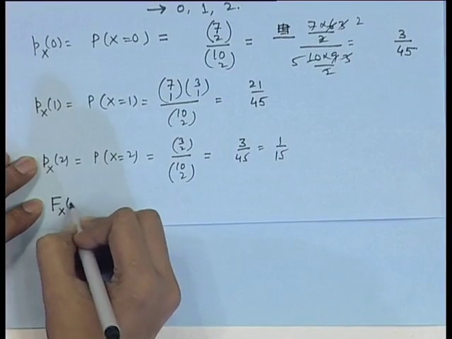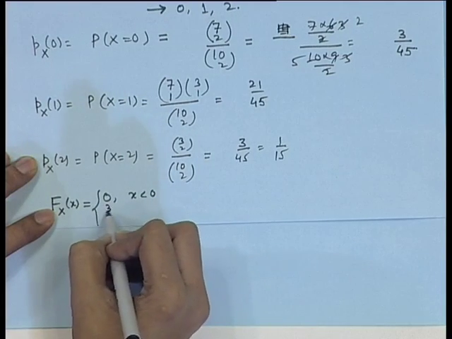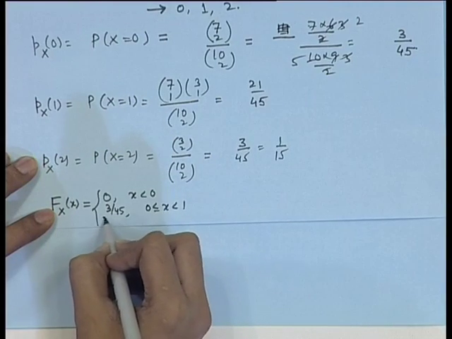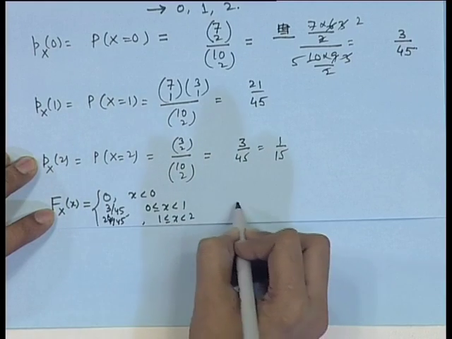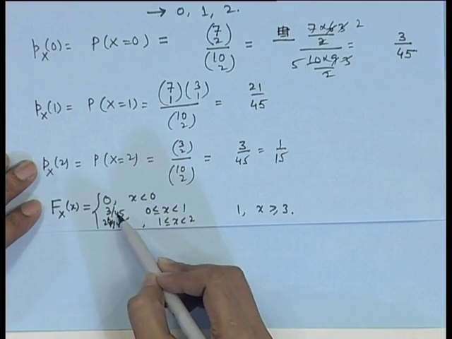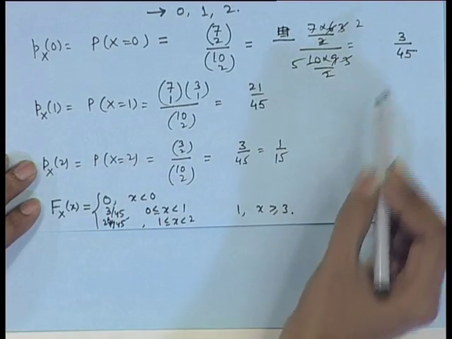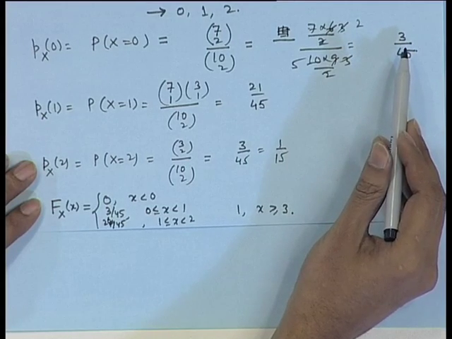Now, if I want to write down the cumulative distribution function, it is equal to 0 for x less than 0, it is equal to 3 by 45 for 0 less than or equal to x less than 1, it is equal to 22 by 45, 24 by 45 for 1 less than or equal to x less than 2, and it is equal to 1 for x greater than or equal to 3. Now, you look at the jump points of this distribution. Here at x equal to 0, there is a jump of size 3 by 45, which is equal to the probability of random variable X taking value 0.